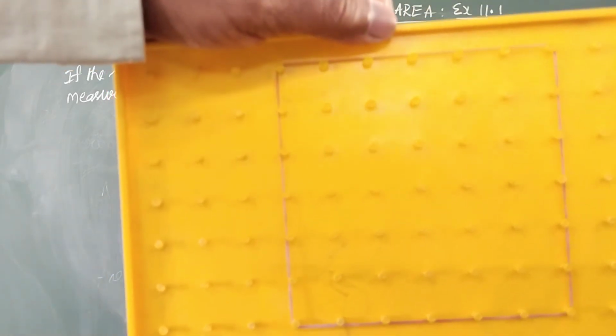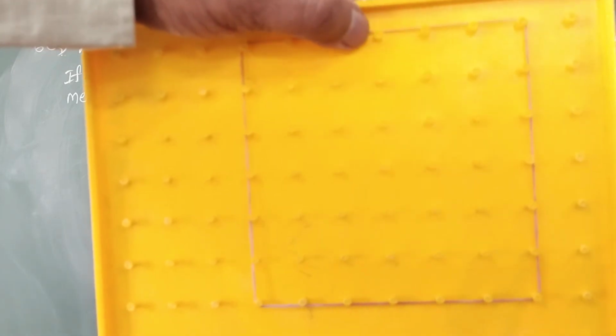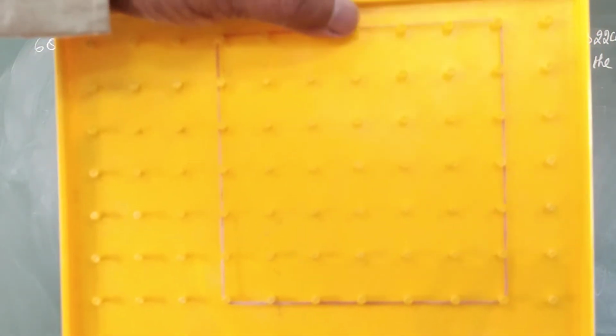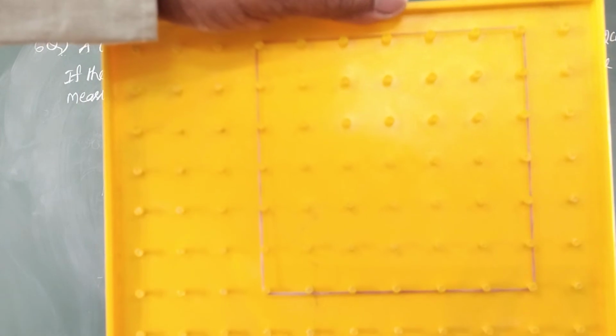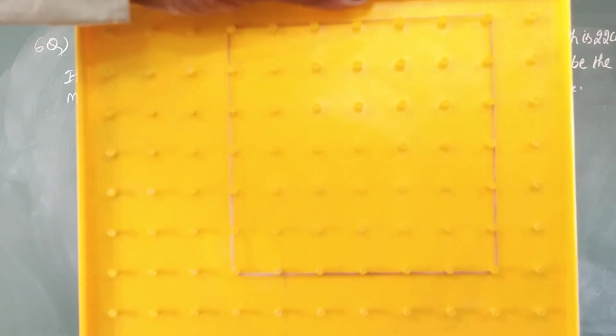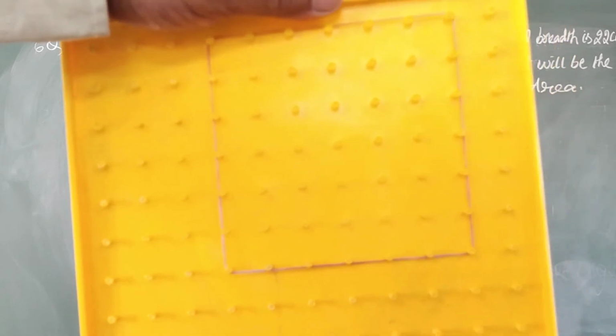I hope you understood how to rebend. The same rubber band we used and we made a square shape. Do you understand this? How to rebend a wire from rectangle to square? Right.